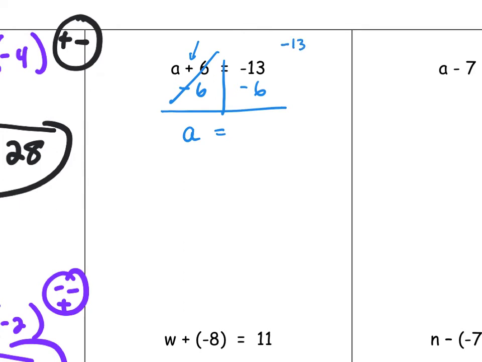You can put negative 13 minus 6 in your calculator. Always has to be top to bottom. Or you can look at this like it's a negative 13, and we're combining it with a negative 6. And so your answer should be negative 19.